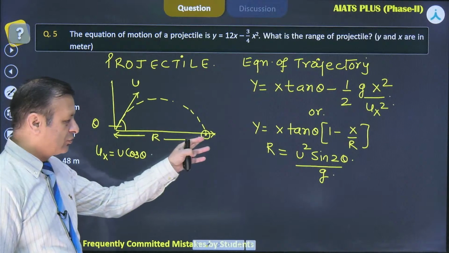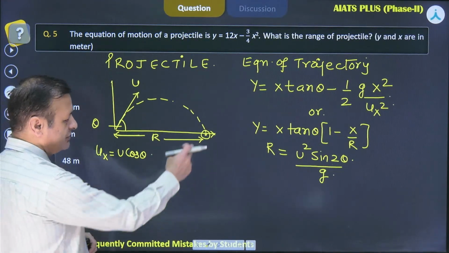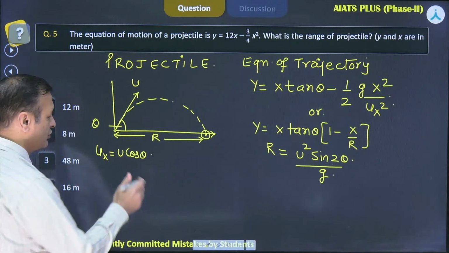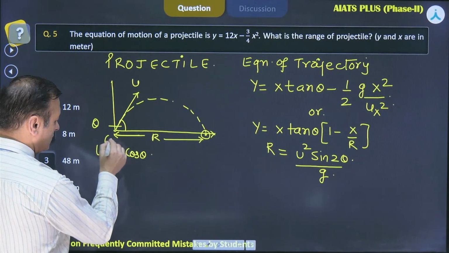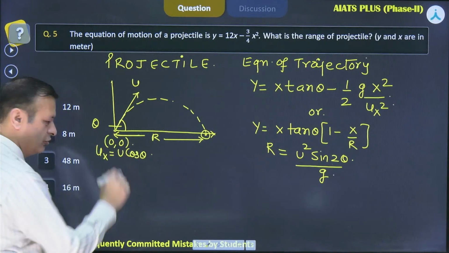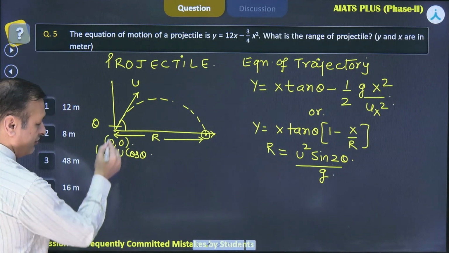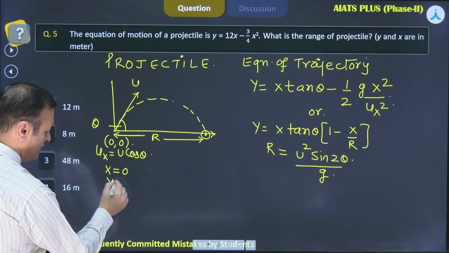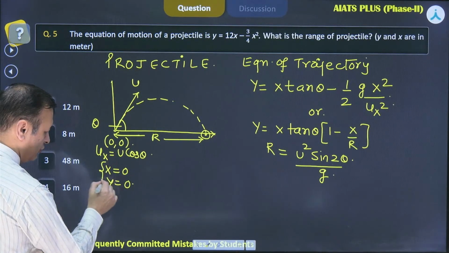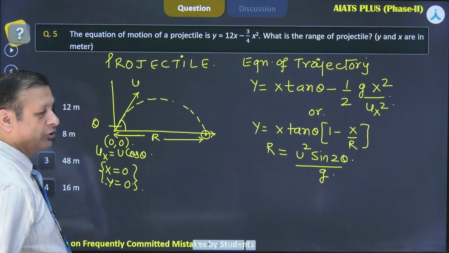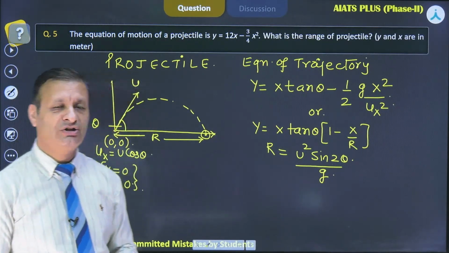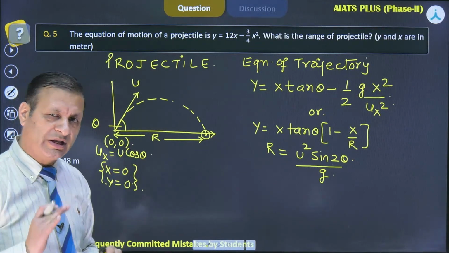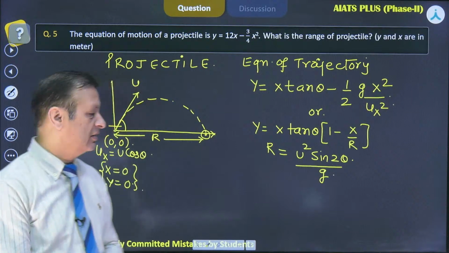Now coming back to this point. So this is the ground. If you consider this starting point, the point of projection, as 0, 0, where the first 0 is x and the second 0 is y, then the coordinates for this are x0, y0. Got it? So this is the origin from where you are actually projecting your particle.